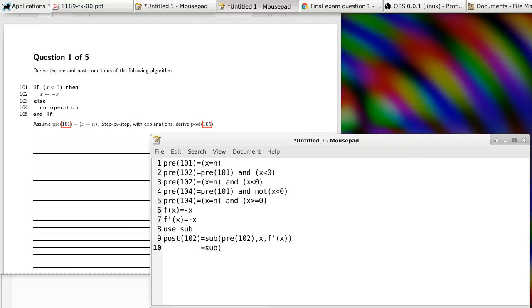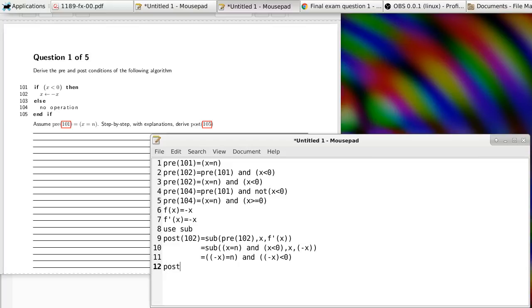The precondition of line 102 is x equals n, and x is less than 0. And then we'll find all the occurrences of x and replace each one with the negation of x. So after the replacement, we end up with the negation of x equals n, and the negation of x is less than 0. So if you get to this point, it's okay. You don't need to simplify that any further. So that's the post condition of the then branch.